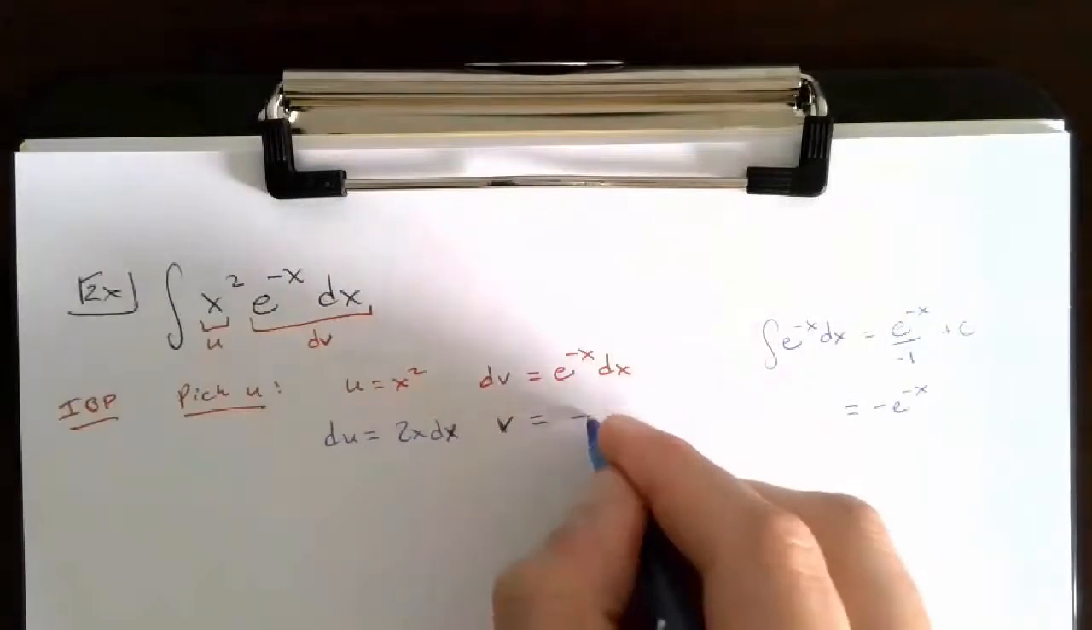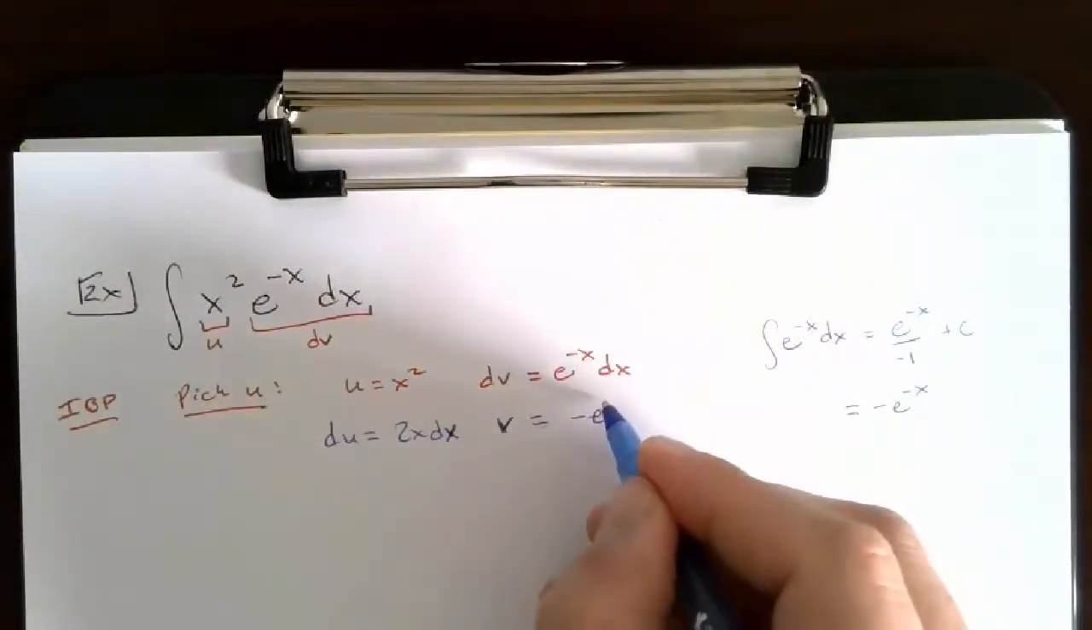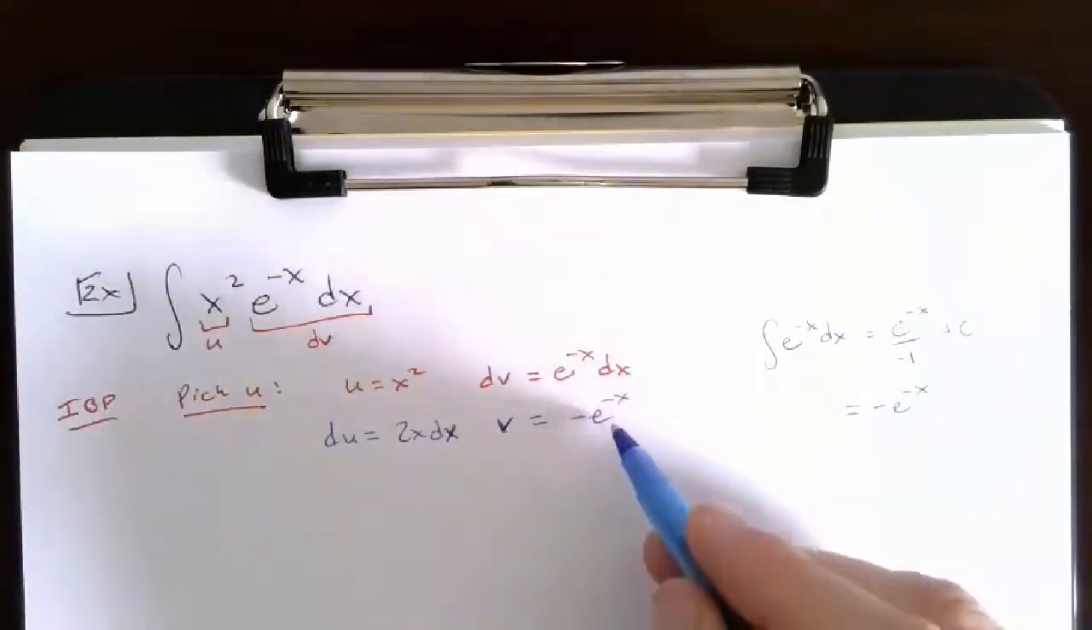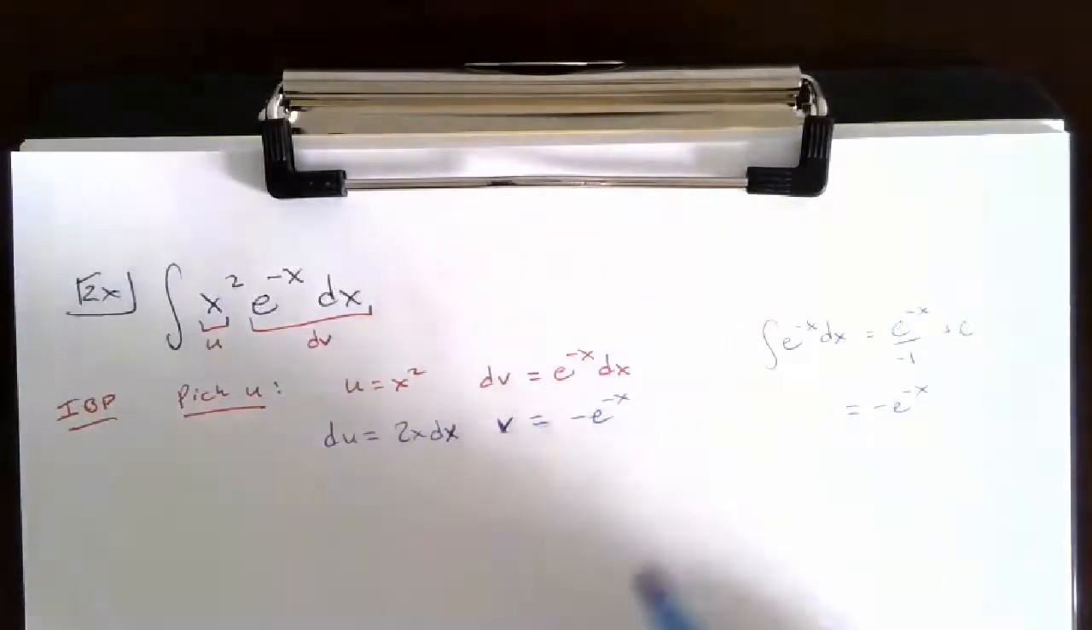So v is going to be negative e to the negative x, right? That's the integral of e to the negative x. We don't put the plus c on this part because we haven't done the full integration yet.